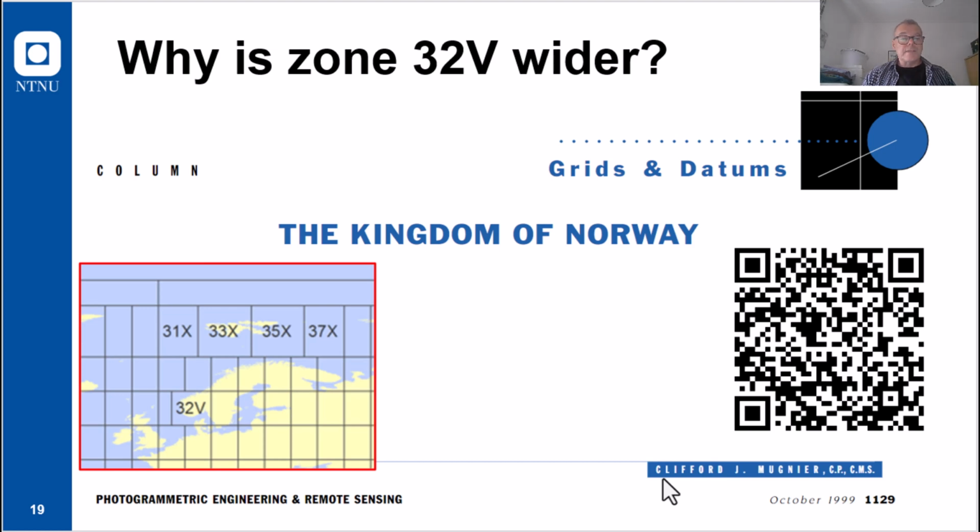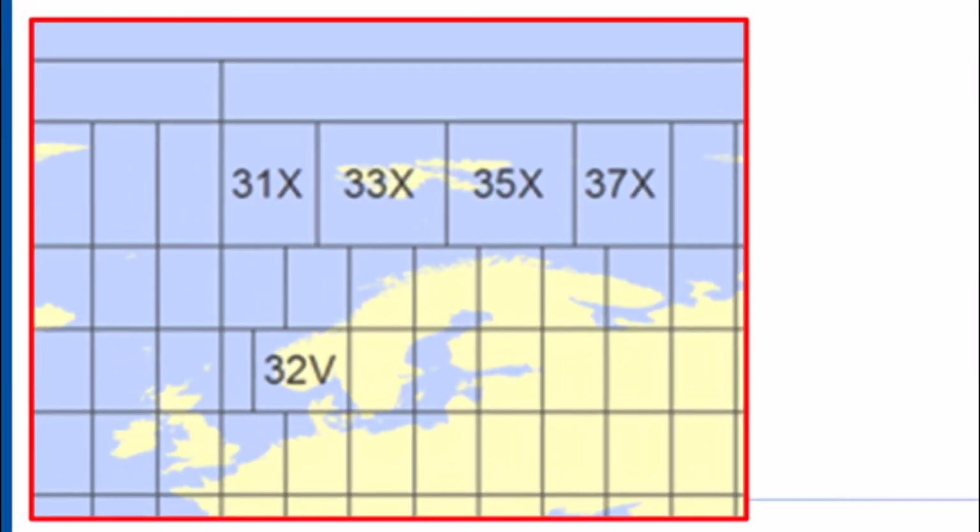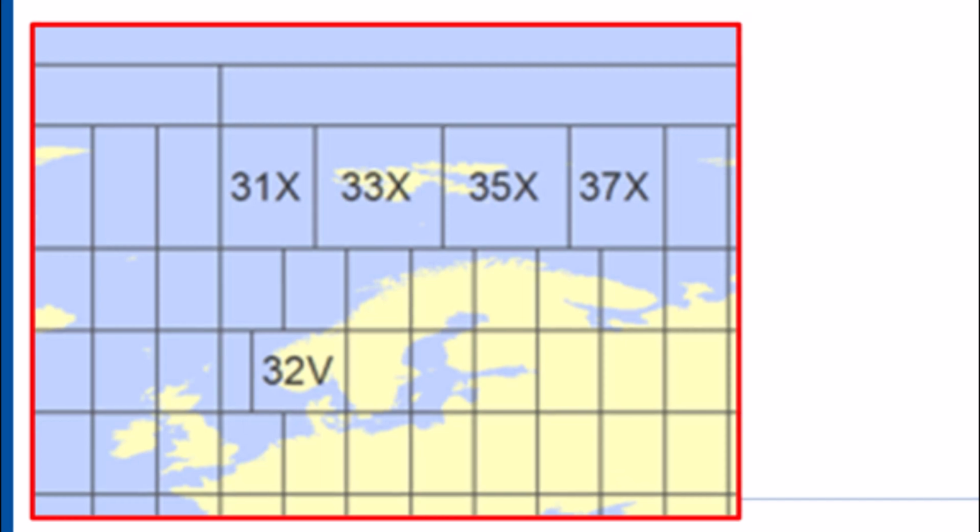To avoid the hassle of zone boundaries at the time of much German submarine activity here along the southern coast of Norway, zone 32V was extended westwards. Then the calculation for the military engineer became easier, and they saved a lot of valuable time.